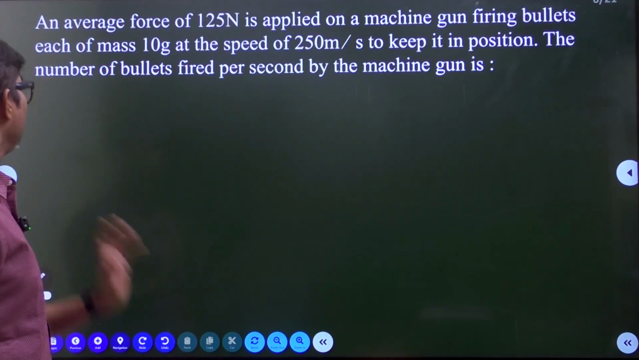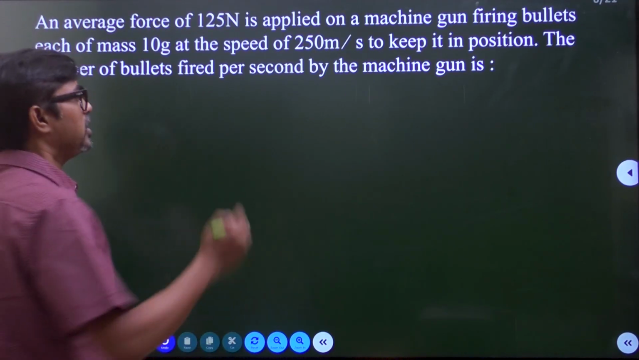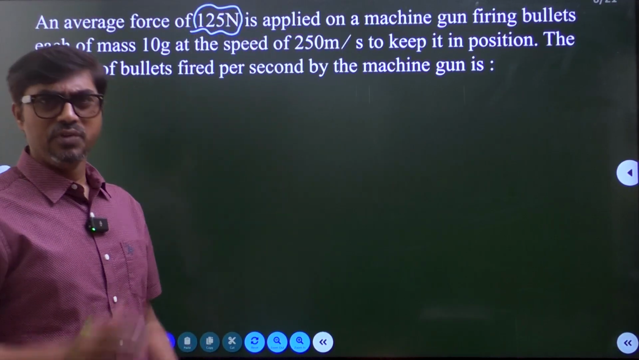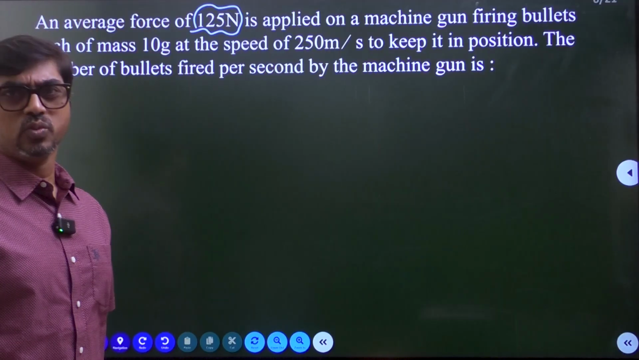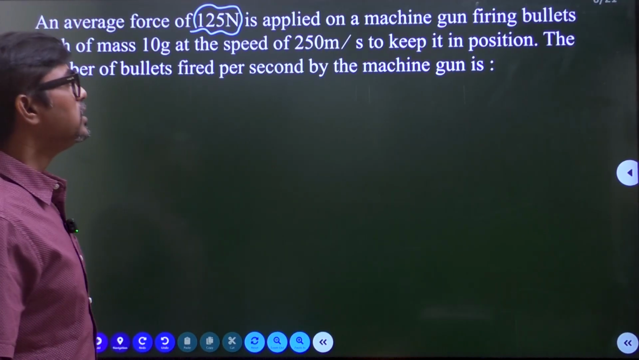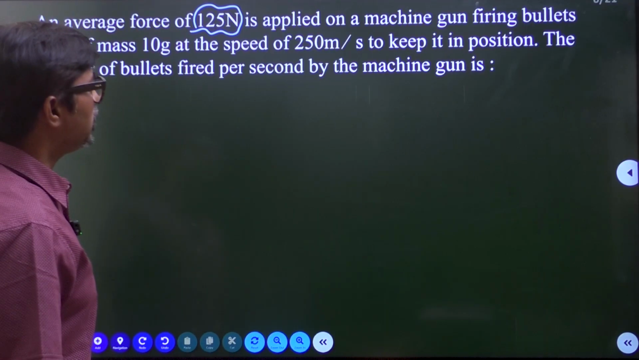Let's move on. An average force of 120 Newton is applied on the machine gun. Again, a machine gun related problem. So this seems to be a very important model. Even in KTG this idea is used, when instead of bullets, you have molecules hitting it. So KTG is also developed out of this particular idea. You have to go through this particular model.